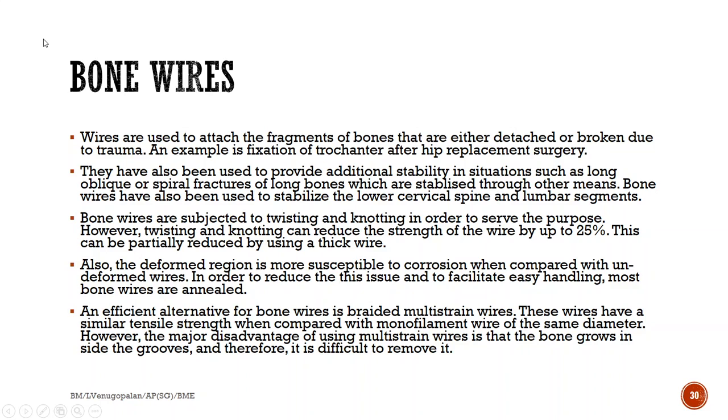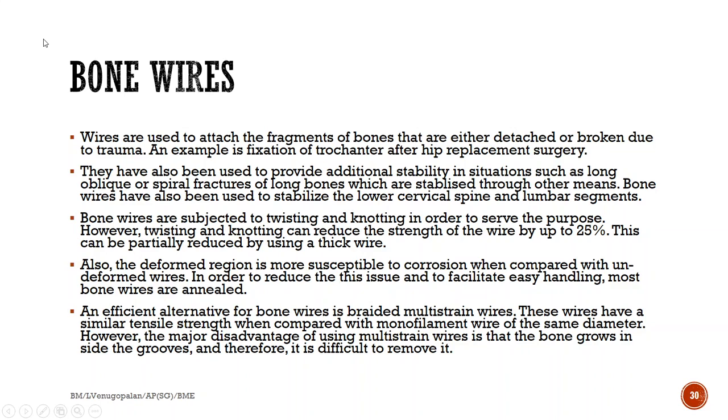So this can partially be reduced by using a slightly thicker wire. However, you can't exorbitantly increase the thickness because you have a tiny piece of fragment that needs to be punctured, and this wire has to be inserted in it, right? So you can't just use an infinitely thick wire to avoid fracture. There's only a certain amount of thickness that you can compromise upon, but this is like a temporary solution. Fracturing of a bone wire cannot be avoided because of twisting and knotting, right?